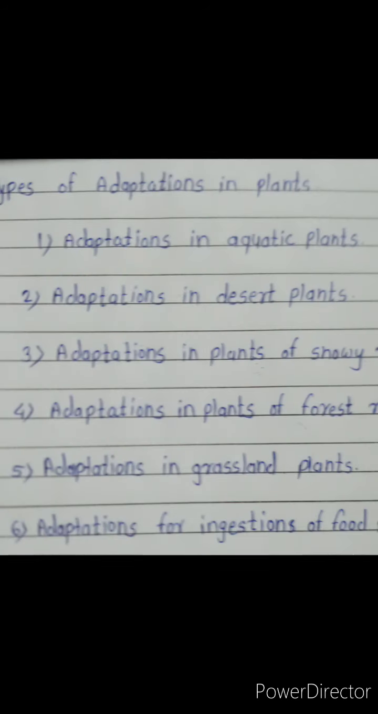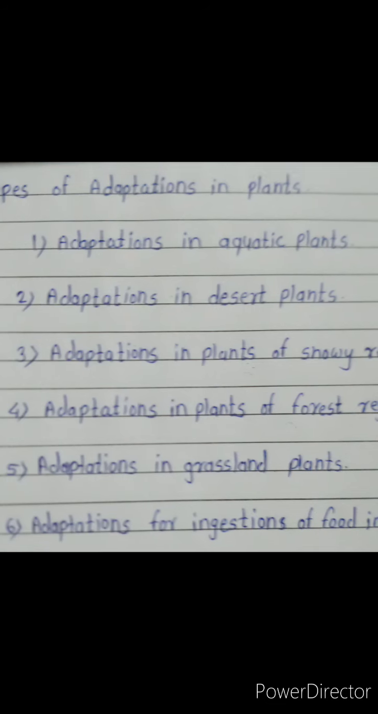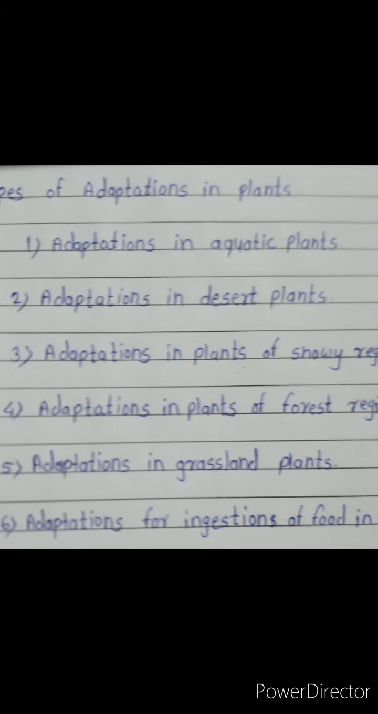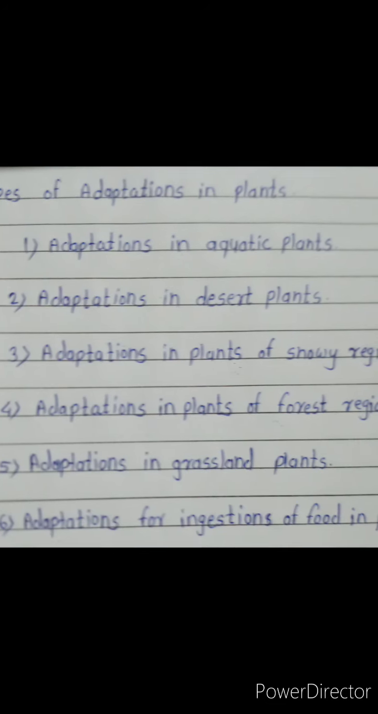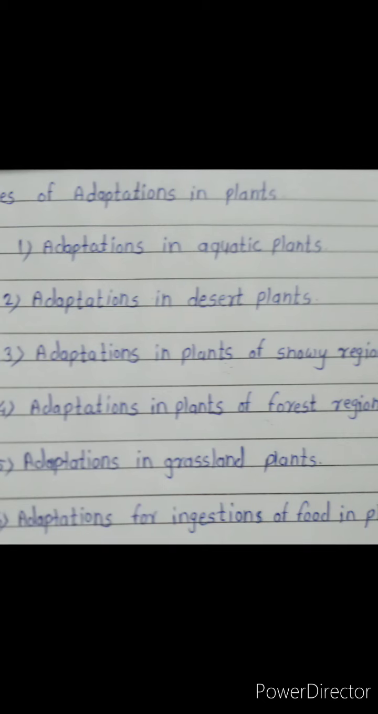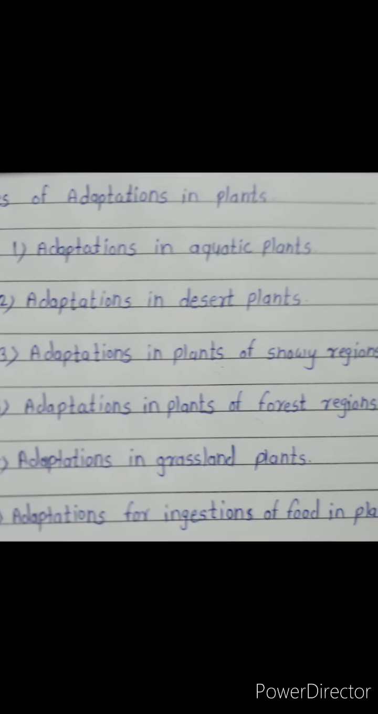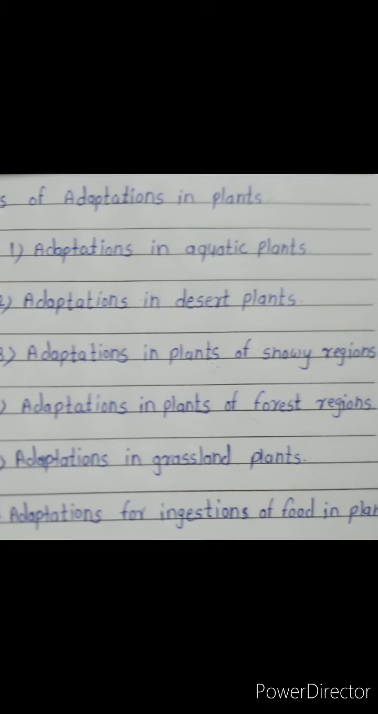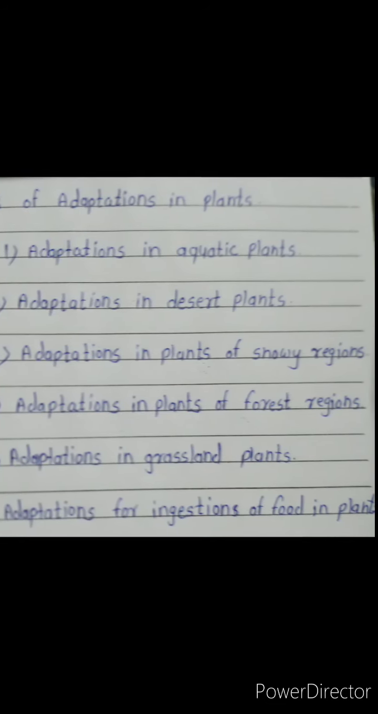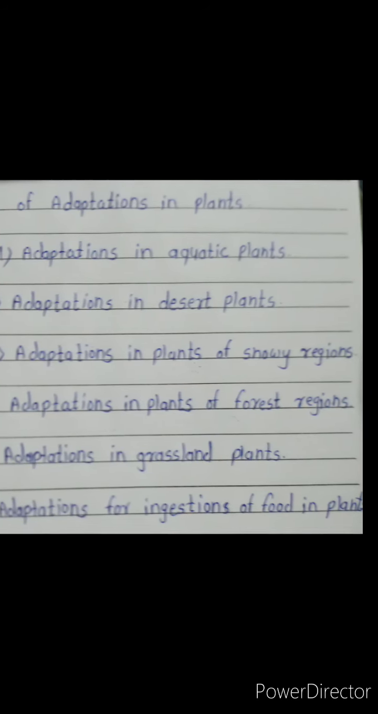Now, adaptations have 6 types. First, adaptations in aquatic plants. Second, adaptations in desert plants. Third, adaptations in plants of snowy regions. Fourth, adaptations in plants of forest regions. Fifth, adaptations in grassland plants. Sixth, adaptations for the nutrition of food in plants. Now one by one we will see these points.